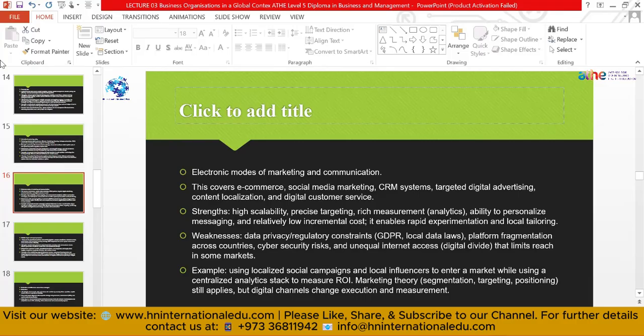Then weaknesses: data privacy, regulatory constraints, the GDPR Act, local data laws, platform fragmentation across countries, cybersecurity risk, unequal internet access that limits reach in some markets. Obviously, these are the weaknesses of all social tech areas, because when we are in electronic modes, we face electronic issues: sometimes the system fails, the internet is not working, blacklisting is going on, so many things. Example: using localized social campaigns and local influencers to enter a market while using a centralized analytics stack to measure the rate of return on investment.